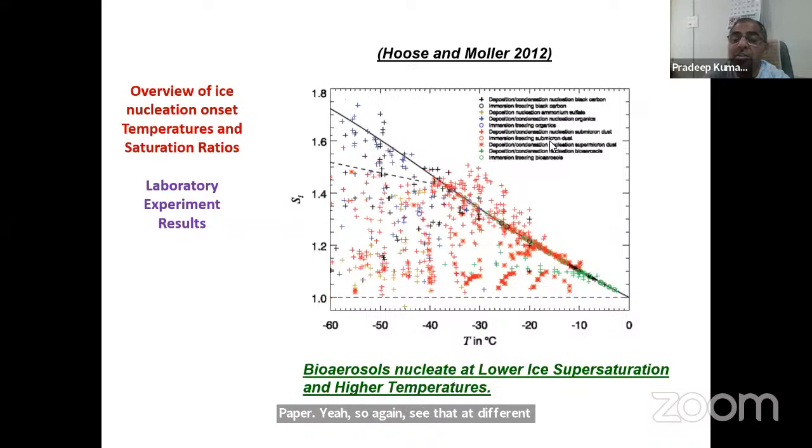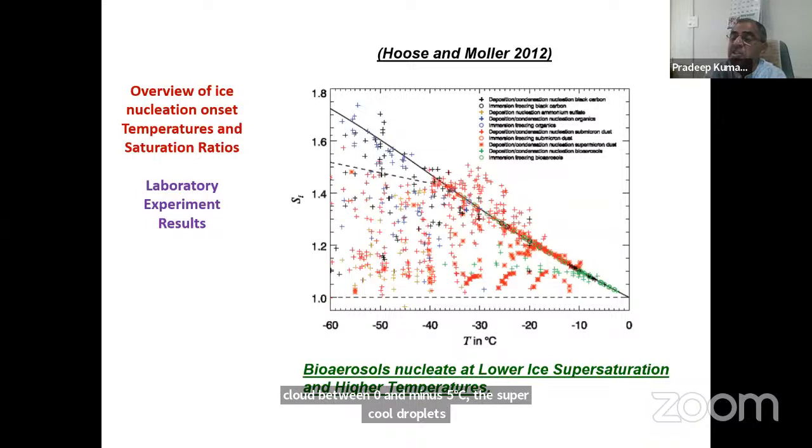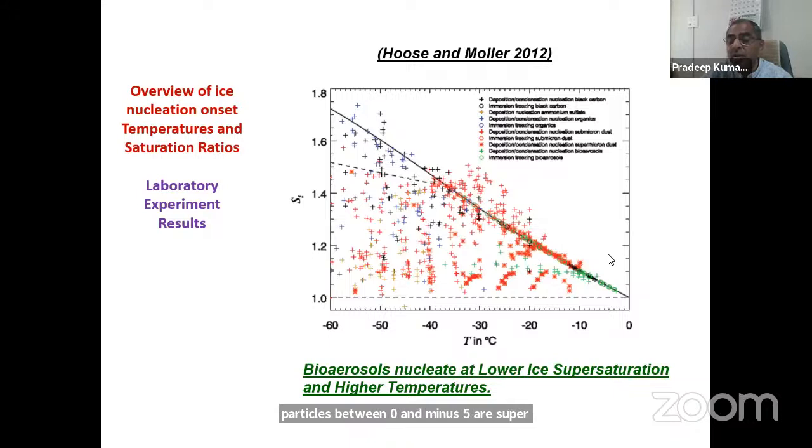Now, the important take-home point to be noted here is that bioaerosols can nucleate at lower ice supersaturation and at higher temperatures. This is very, very important because generally in a cloud, between 0 and minus 5 degrees Celsius, the supercooled droplets are more in number. Almost 90% of the precipitation particles between 0 and minus 5 are supercooled droplets. So this is where your bioaerosols play an important role.